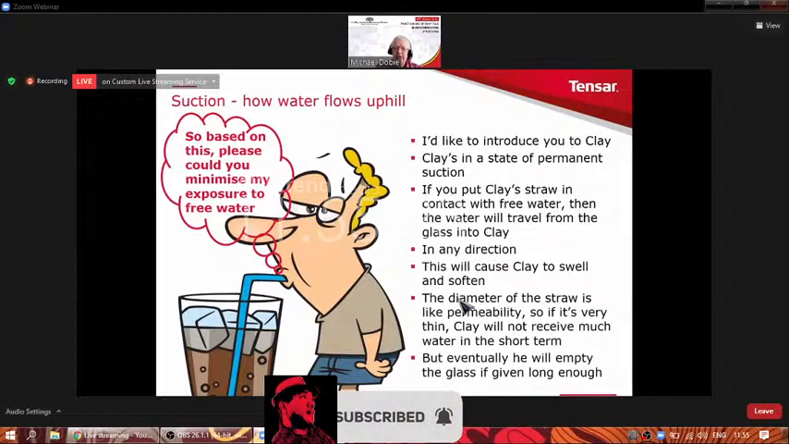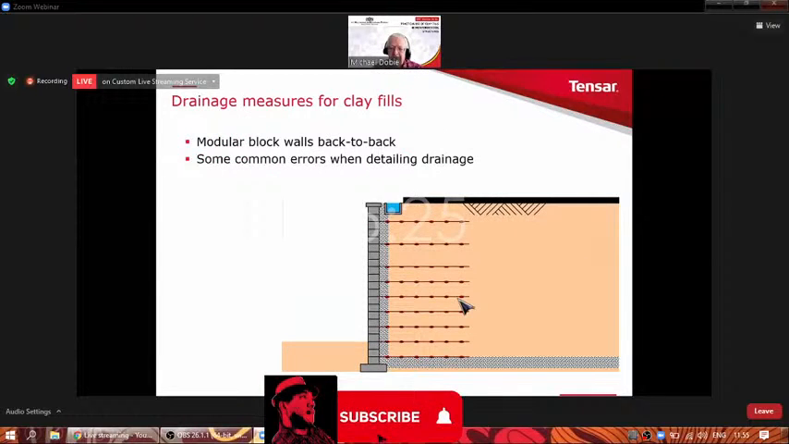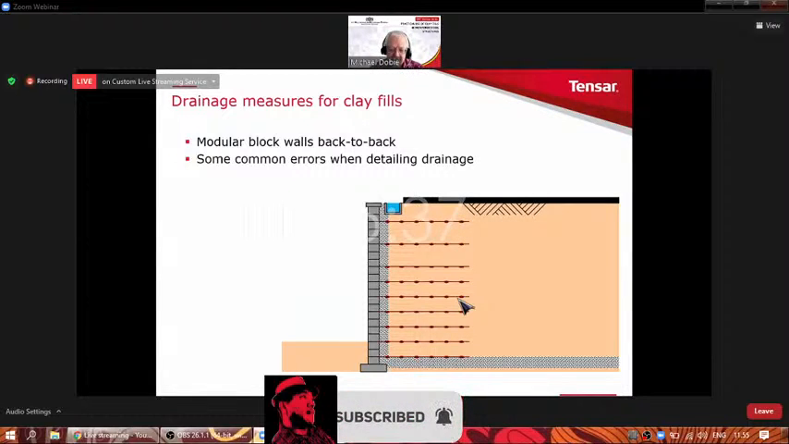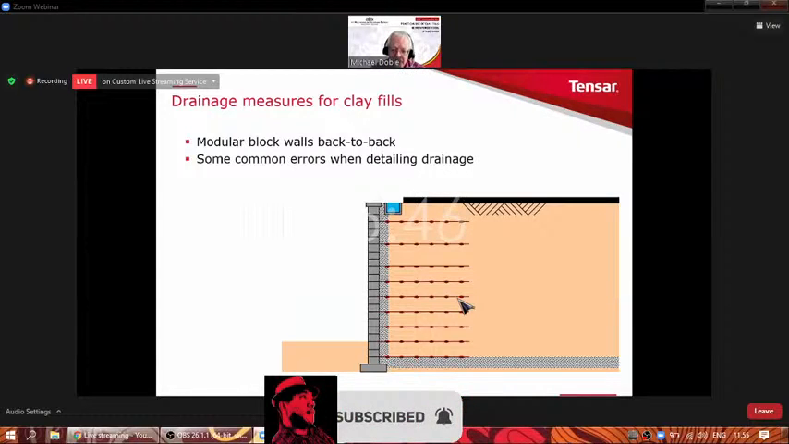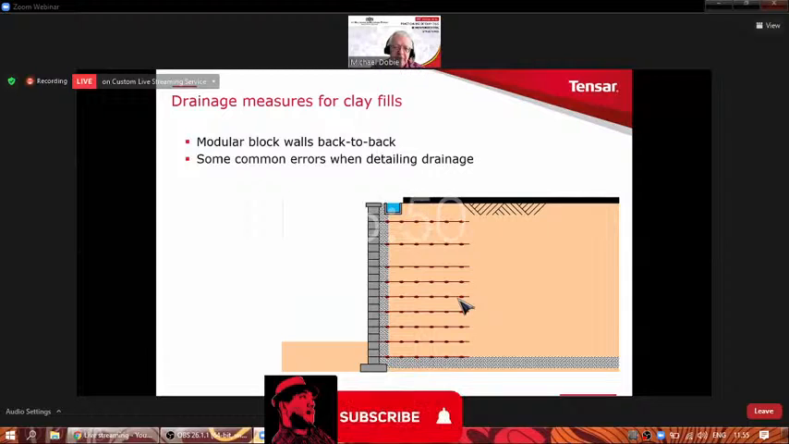So these are some cross sections taken from one of my previous published papers, where I'm trying to make some points about the importance of drainage when we're using clay fills. I'm showing pictures of reinforced soil structures. You can see one here. It's a modular block wall. And in the first cross section, I just want to point out some errors. And this is all very much related to Clay and his comments just now. And there are some mistakes in this cross section.